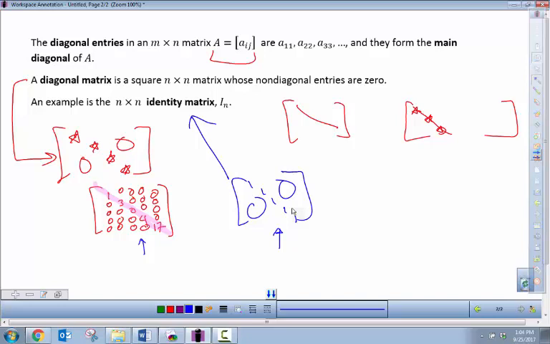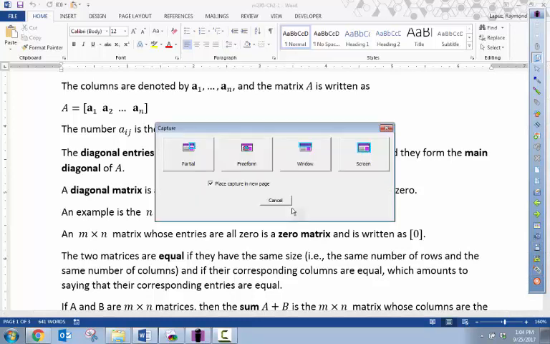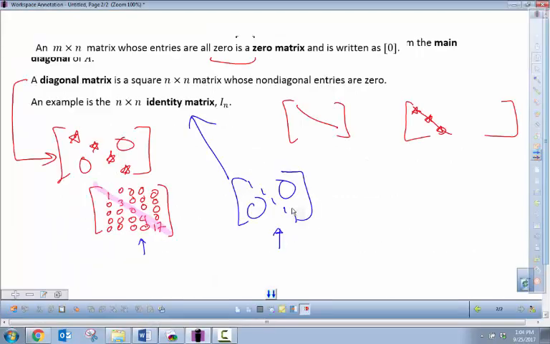And then if everything's 0, then that's called a 0 matrix. Now, like the 0 vector, it is important to denote that it is a matrix and not just a scalar 0. And I think in the book they just say 0. It's fine to write zeros.